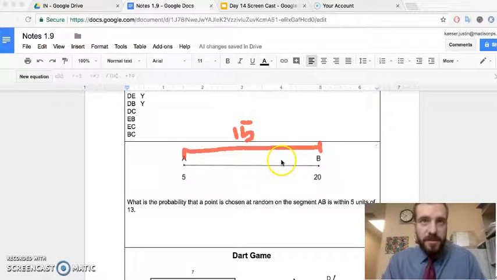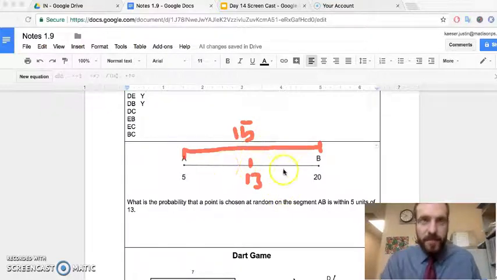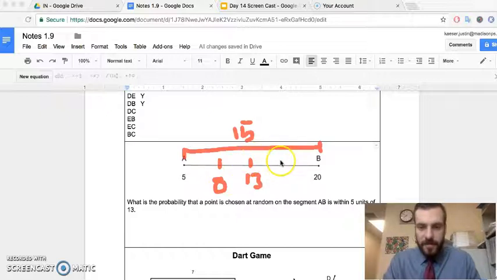Now what we want to do is we want to mark 13. So 13 is probably somewhere around right here. So there's 13 on our number line or on our segment. And then we want to know if we choose some random point, what's the probability it's going to be only 5 units away. So 5 units this way is going to be 8. And 5 units this way is 18.